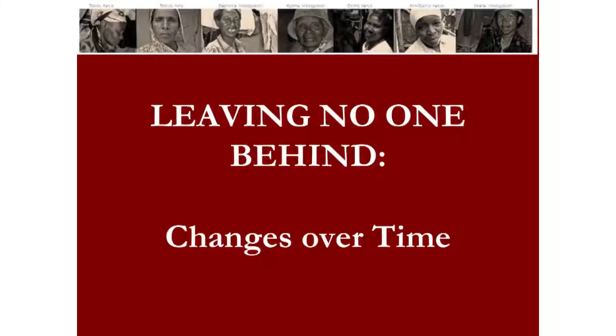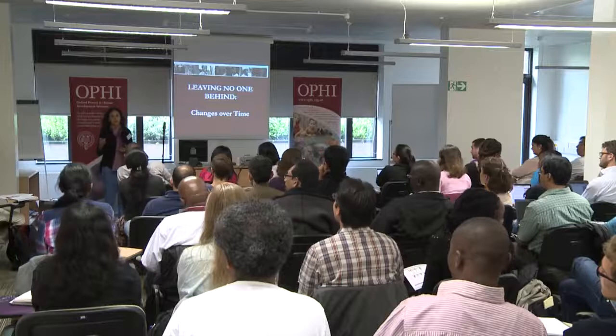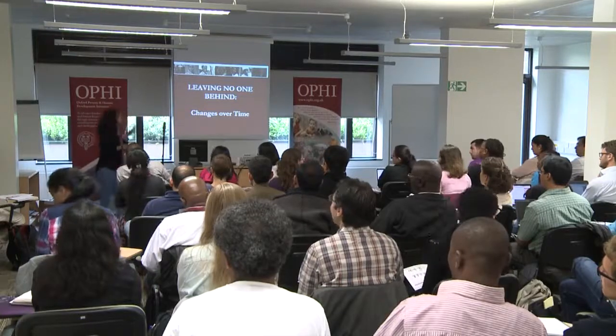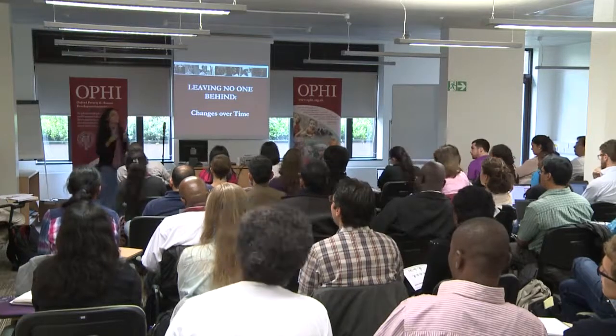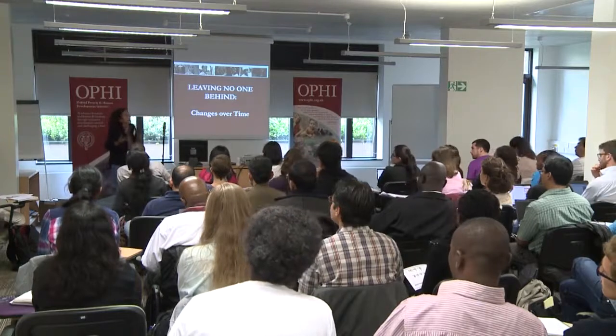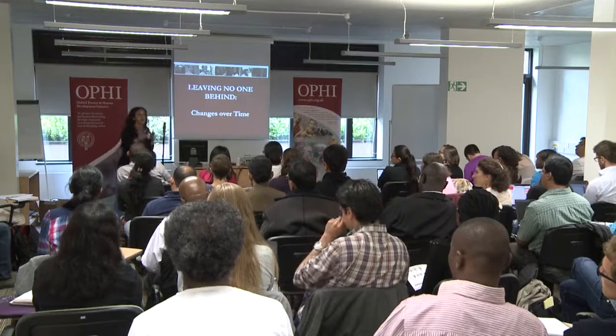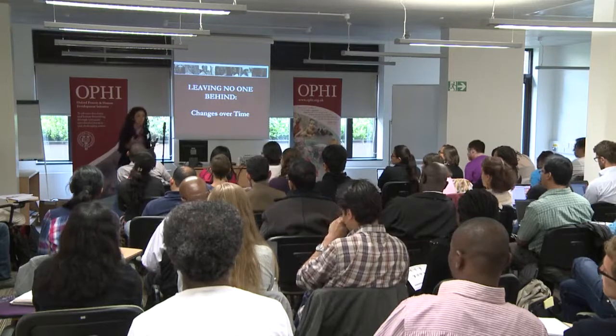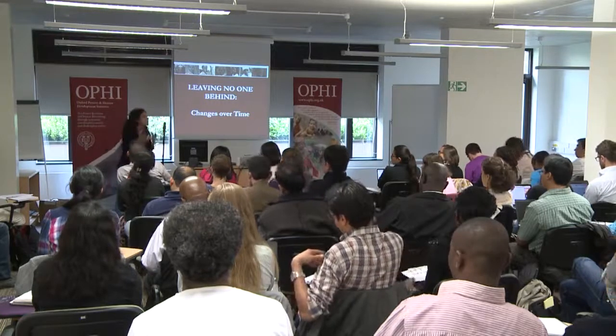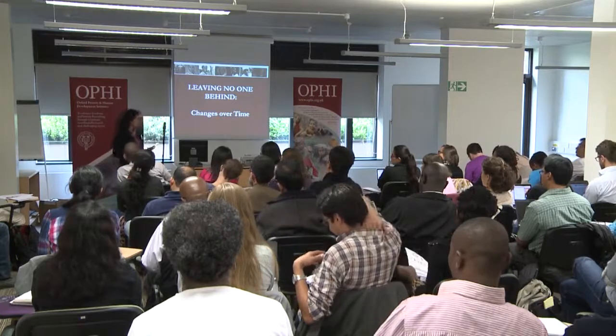So the theme of this year's MPI analysis was leaving no one behind. So let's see what MPI can tell us about, are we taking everyone out of poverty, how are we taking people out of poverty? Are we taking the poorest, the less poor? Is everyone moving at the same pace or not?